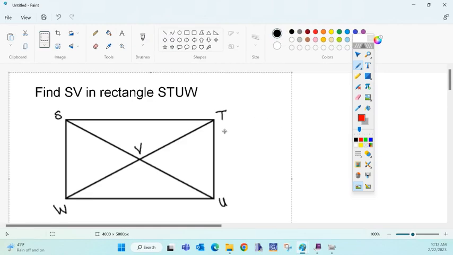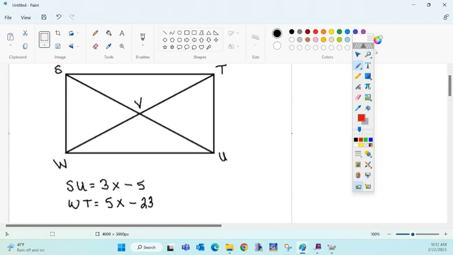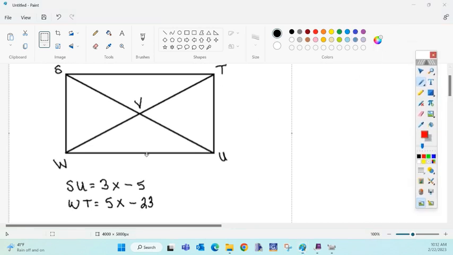There we go. So we want to find those values if we know that SU is 3x minus 5 and WT is 5x minus 23. What can we do then in order to find x? What kind of an equation can we set up? Okay, so I have 3 people so far that have been brave enough to answer. Is there anybody who did not yet? How will I set it up?